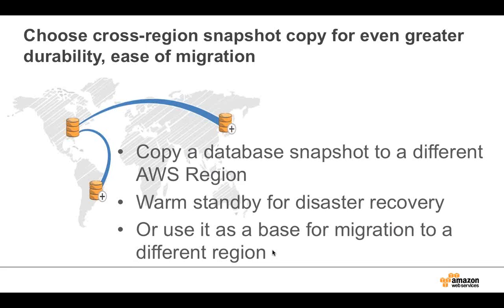We have a feature in RDS that allows you to take a database snapshot and copy it across the world to a different AWS region. You can use it as a warm standby for disaster recovery, or if you're planning to migrate your application to a different region, you can use it as a starting point. The data transfer is done in a secure fashion, and this is a great way to prepare in advance, for example, for anticipated weather disruptions in a given area.